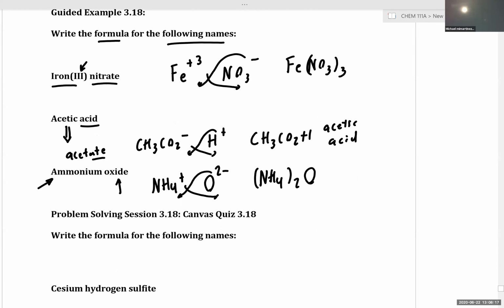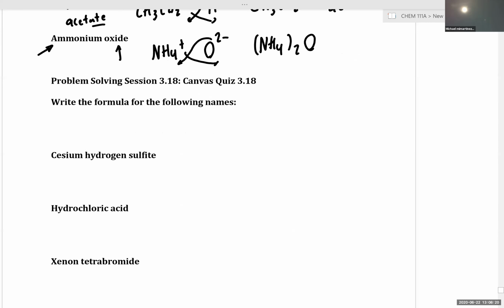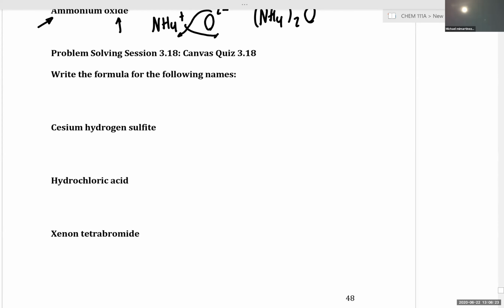If not, let's apply what we've seen to the following problems. In this case, you're asked to write the formula for the following names. And you can submit your responses in the chat, verbally, or through Canvas Quiz 3.18. And we'll discuss this example in about 3 minutes. Let's try to get a range of reasonable responses, just so that way I can get a sense of how the class is working their way through the material and any questions students may have about the material.